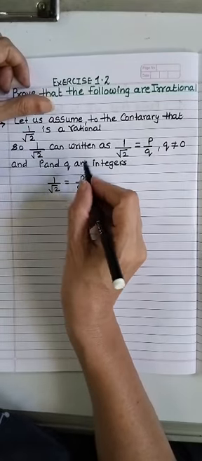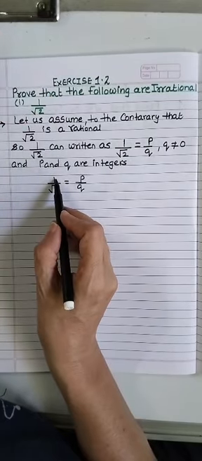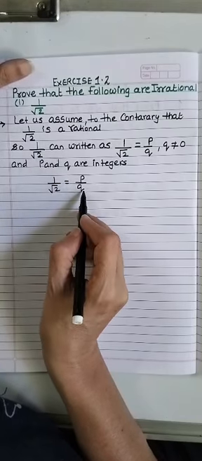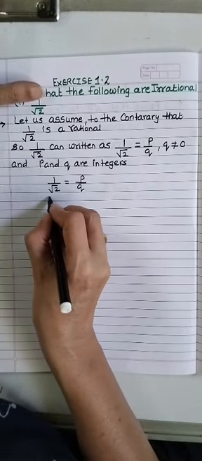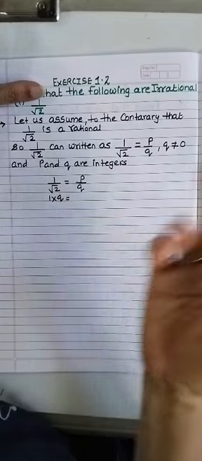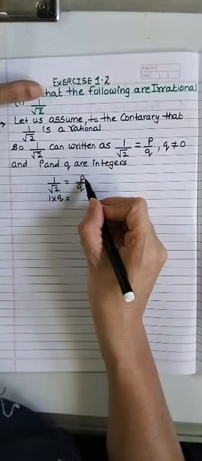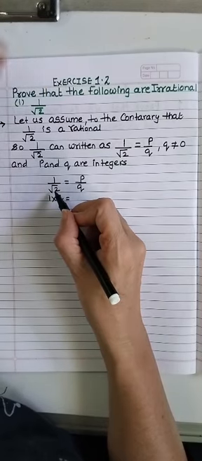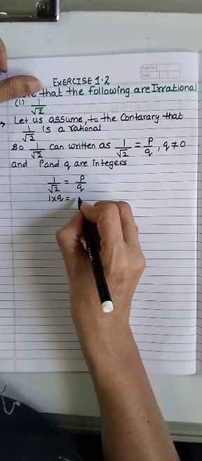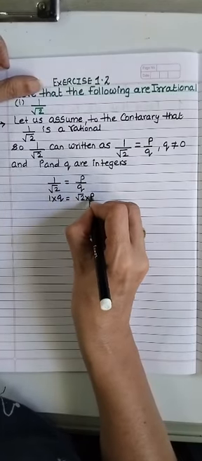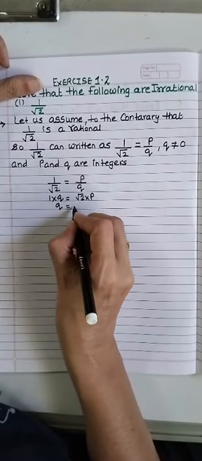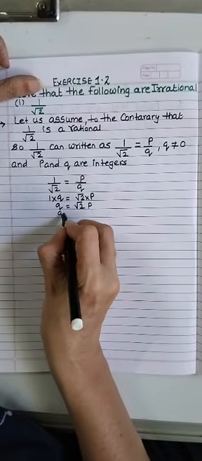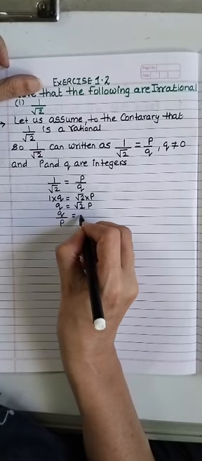1 upon root 2 is equal to p upon q. We will cross multiply, that is, the numerator of the fraction on the left hand side is multiplied with the denominator of the fraction on the right hand side. So 1 into q is equal to the numerator of the fraction on the right hand side multiplied with the denominator of the fraction on the left hand side. So it would be root 2 into p. So q is equal to root 2 p. We'll bring the variables on one side. q upon p is equal to root 2.